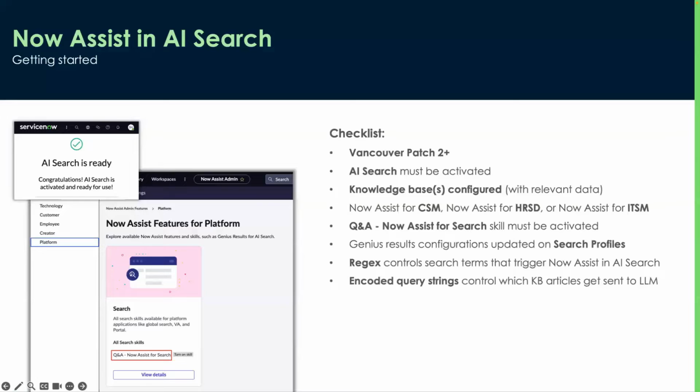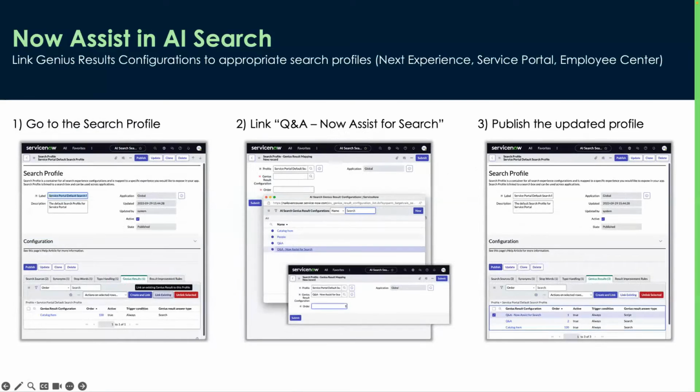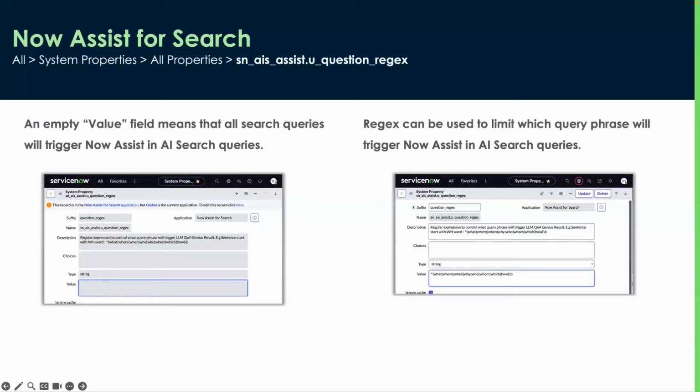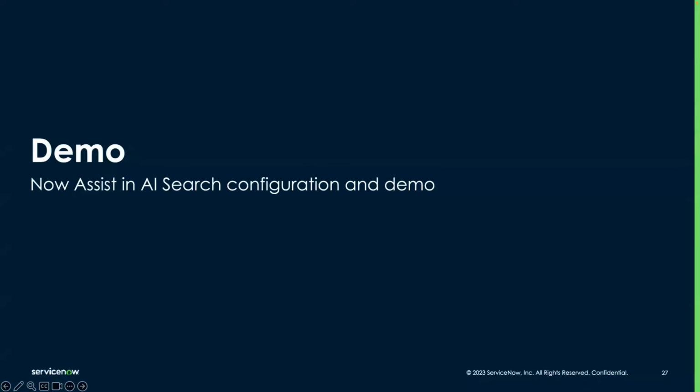So as we look at the getting started checklist, I'm not going to read through this checklist of prerequisites since we'll actually be stepping through all of these points during the upcoming setup and demo walkthrough. But let me give you a quick preview of the configurations that I'll be taking through in real time. In a moment, we're going to explore how to link Genius result configurations to the different search profiles across the experiences, wherever you want Now Assist and AI search results to show up. We'll also configure the system to restrict which articles can be sent to the LLM for processing. And we'll configure which user phrases will trigger Now Assist and AI search queries using some very simple regex or regular expressions.